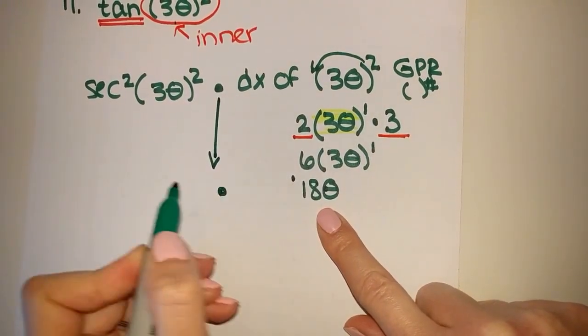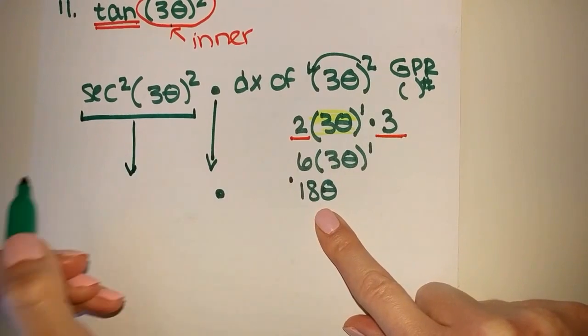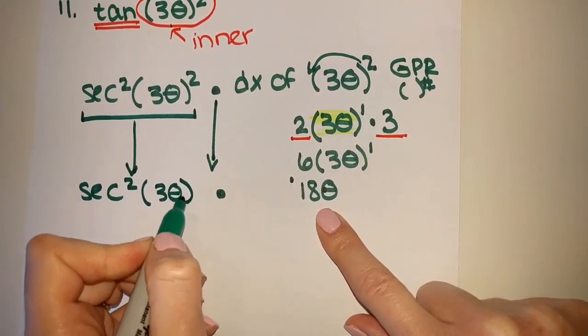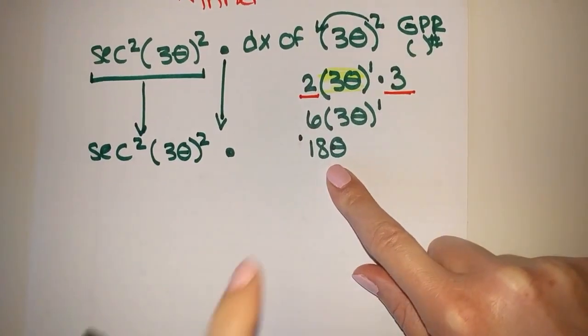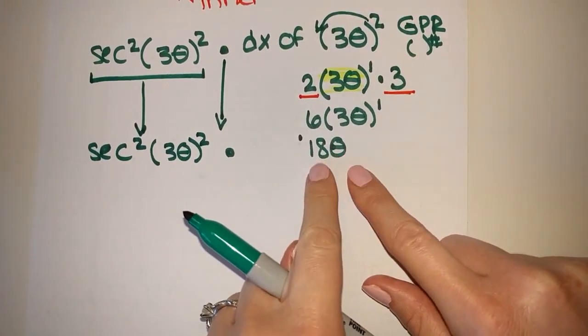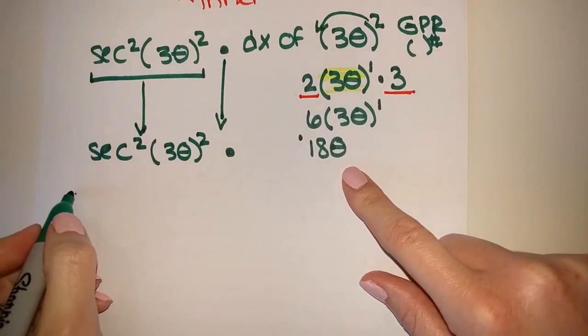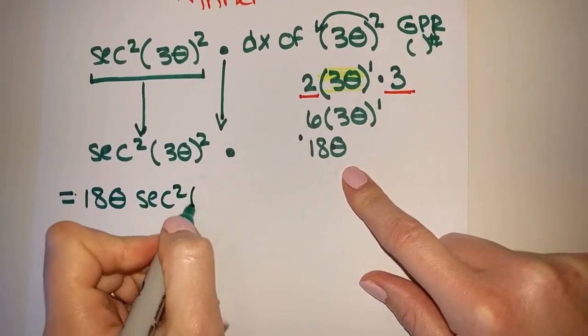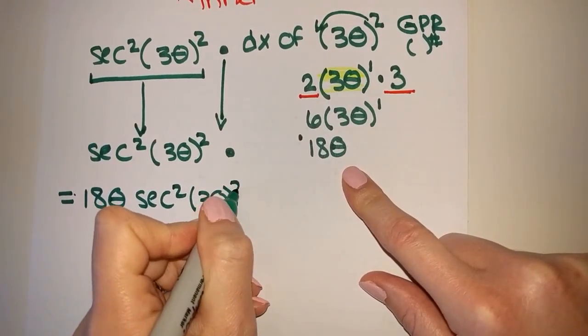We bring the dot down, and then we bring all of our outer derivative down. So secant squared theta, and then 3 theta quantity squared. And so then what we would want to do is move the coefficient, put the trig at the end. So we could rewrite that as 18 theta, and then secant squared 3 theta quantity squared.